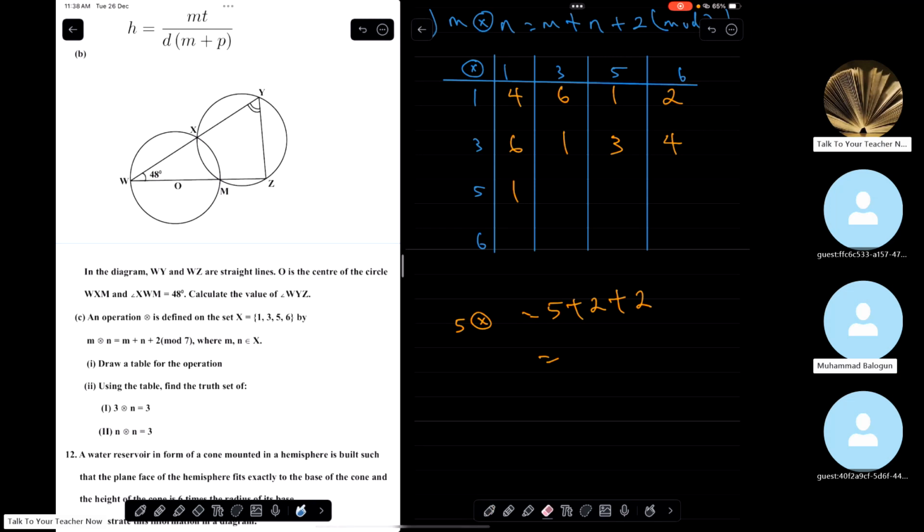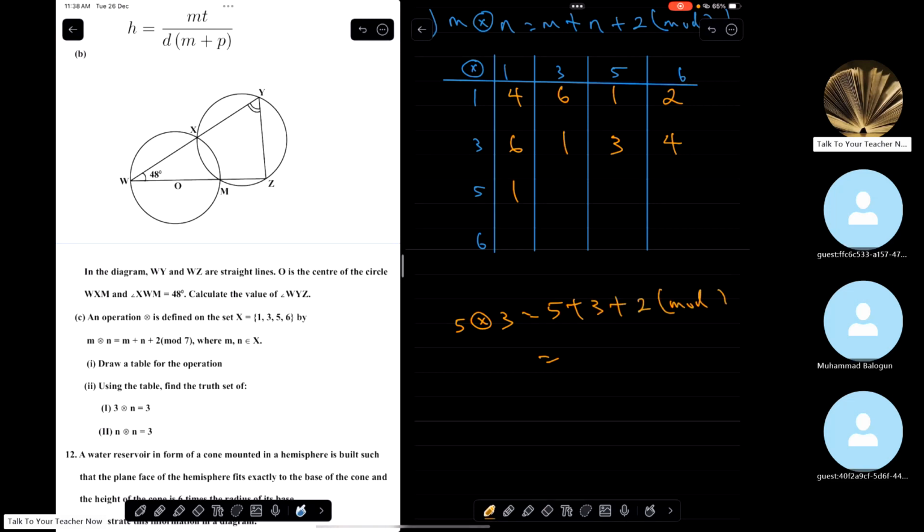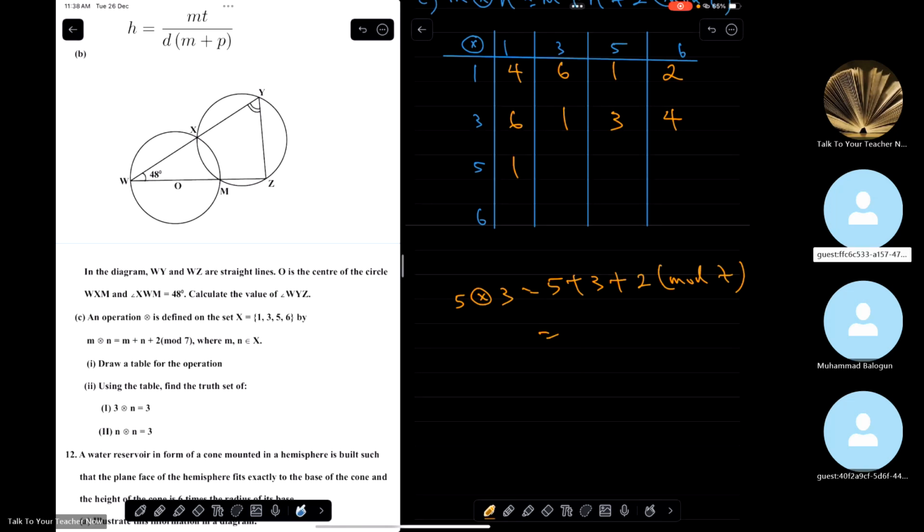Oh, sorry. 5 circle times 3. Yes, sorry. So Ajara, tell us, thank you for that correction. So that's 5 plus 3 plus 2 mod 7. So what's the answer, Ajara? Let Ajara say it, please. Everybody must be in the class. Ajara, can you help us with that? 10. You subtract 7 if you get a number that's bigger than 7. Write the remainder, 3.